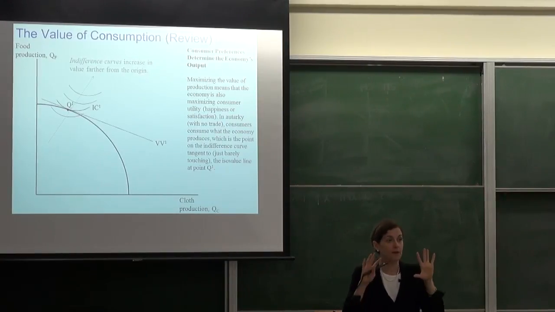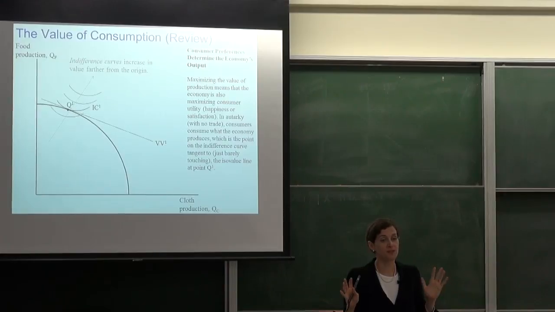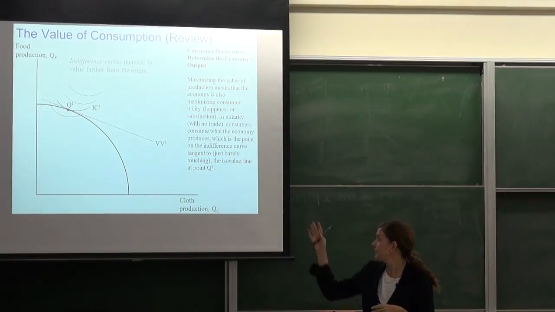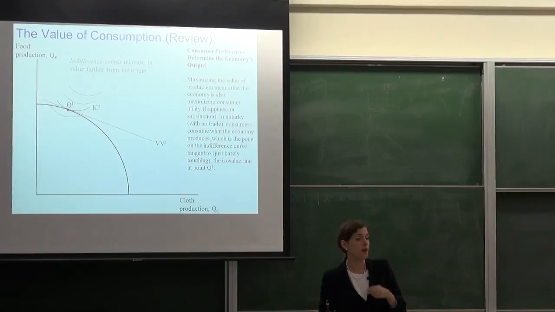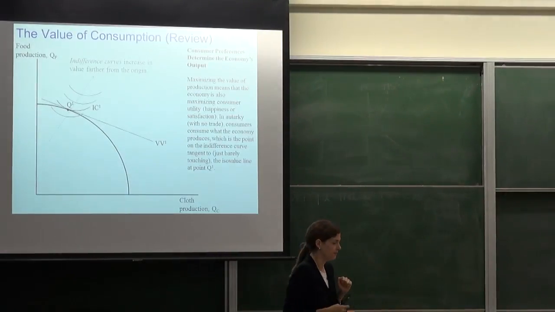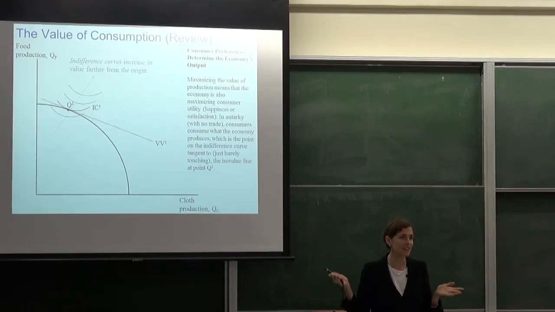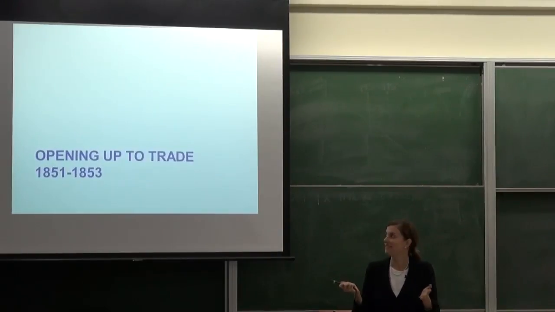This is Japan with no trade. This is Japan from 1635 until the mid-1800s, for more than 200 years. So Japan's producing, let's say at this point Q1, silk and rice. Then what happens? Do you know what happens? Do we have any history majors? Okay, then Commodore Perry shows up.